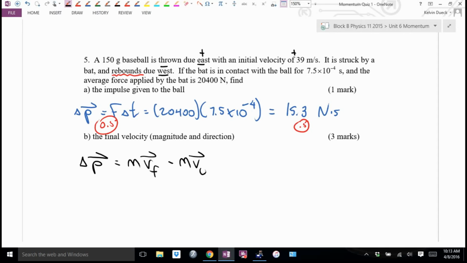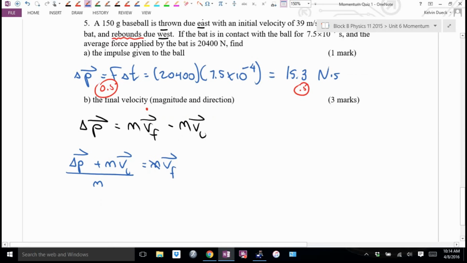What did you say we're trying to find in part B? That guy. I want to get it by itself. First, I need to move this over. How? Yes. Good. So the impulse drops down plus mv initial. That's going to be mv final. How would I get the v final by itself? Okay, good. And if I get a negative answer, west, and a positive answer, east. Okay, let's keep going here.